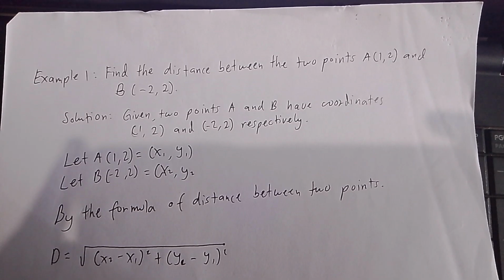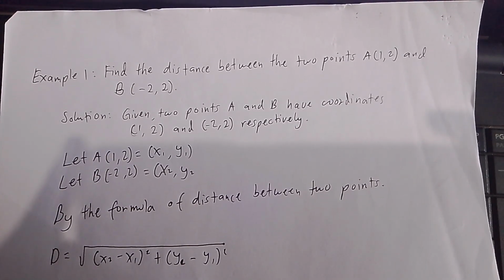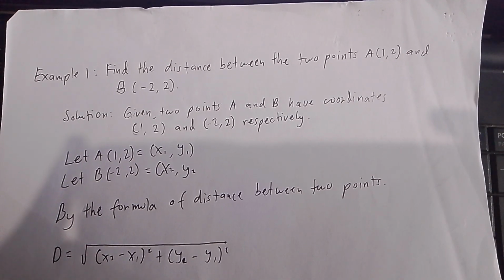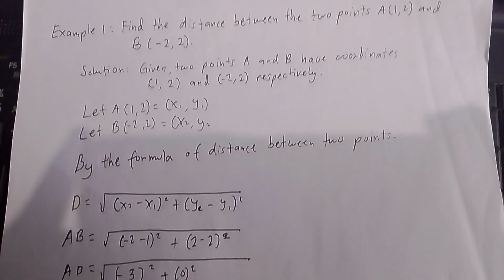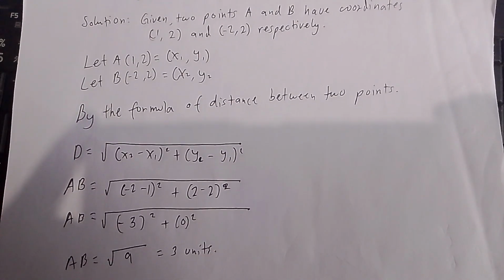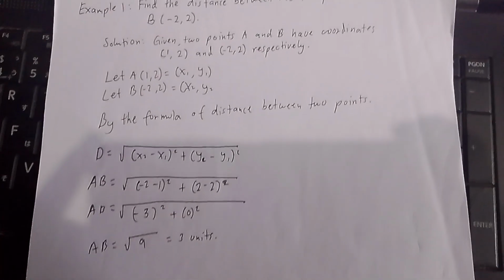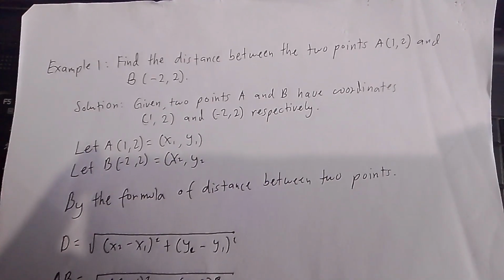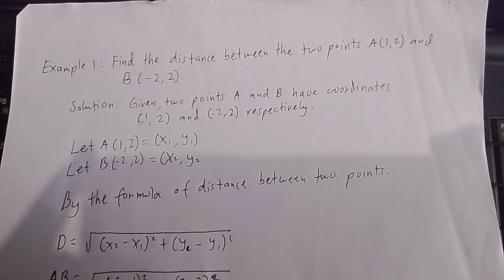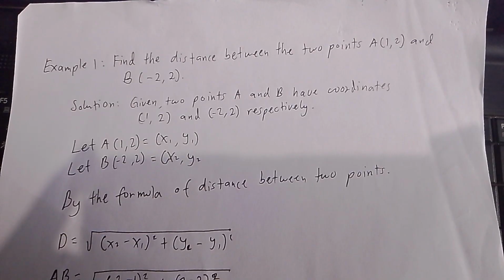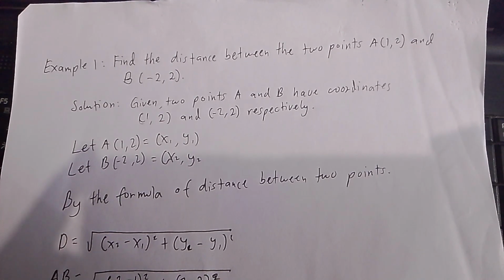First is example 1: find the distance between the 2 points A (1, 2) and B (negative 2, 2). So A is x sub 1 and y sub 1, and B is x sub 2 and y sub 2. To find the distance between A and B, we use the distance formula. D equals the square root of (x sub 2 minus x sub 1) squared plus (y sub 2 minus y sub 1) squared. Let's substitute A and B.